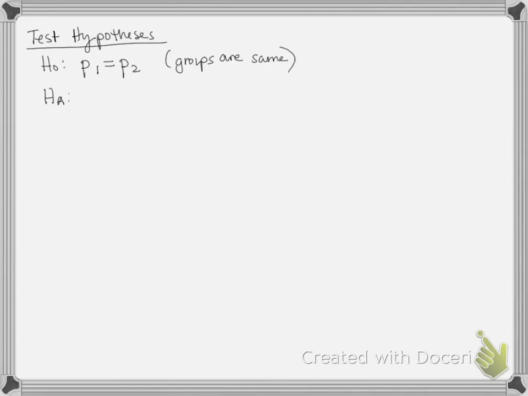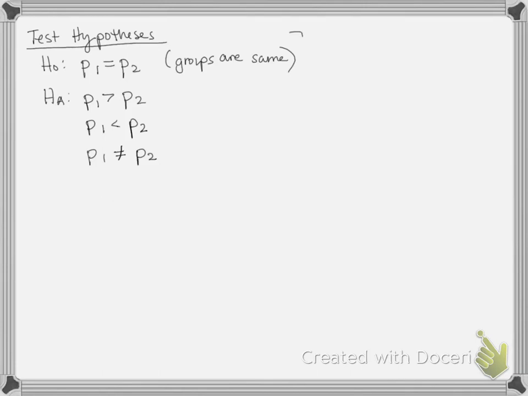And then we make some kind of a guess, right? So we can put a direction to it. Like maybe we think group 1 is actually bigger than group 2. Or maybe we think group 1 is smaller than group 2. Or maybe we don't know if one's bigger or smaller, but we just believe they're not the same. So we still have the exact same 3 choices for our alternative hypothesis.